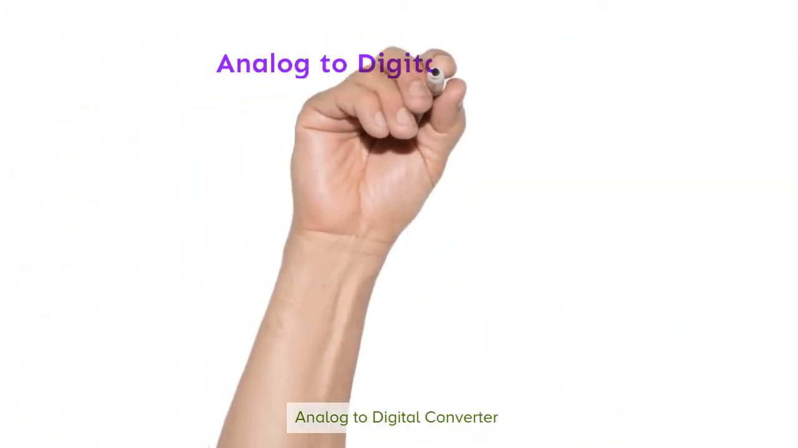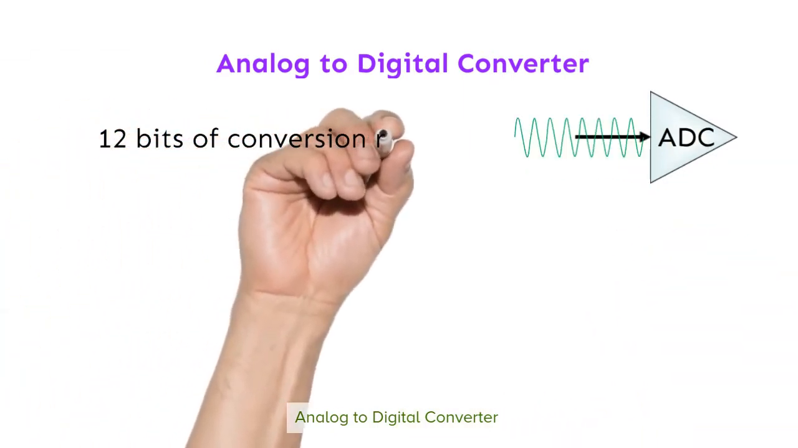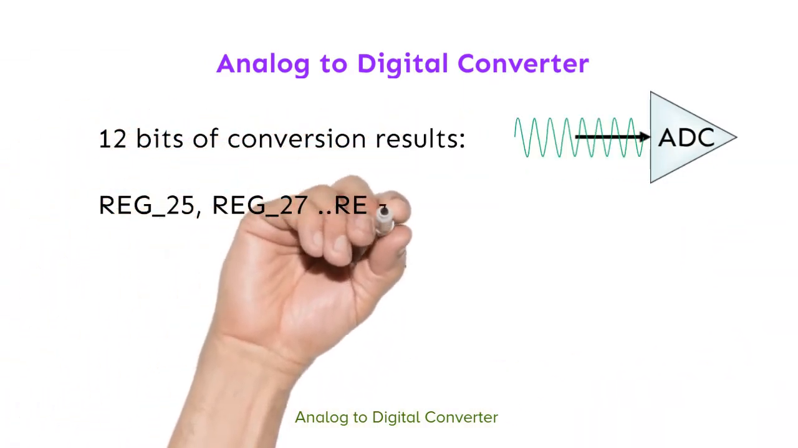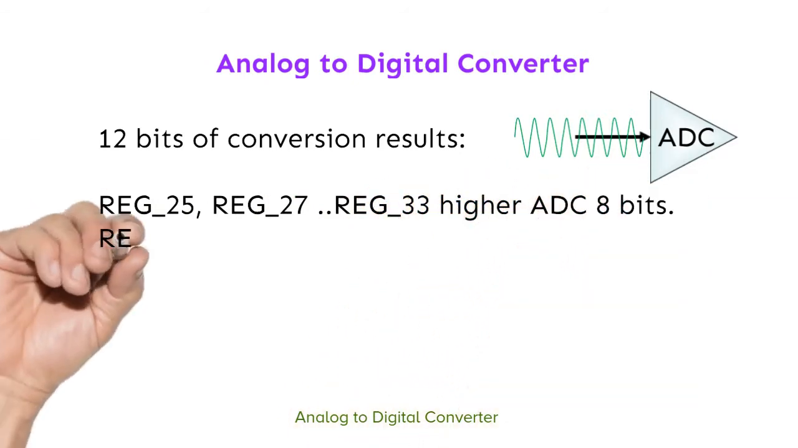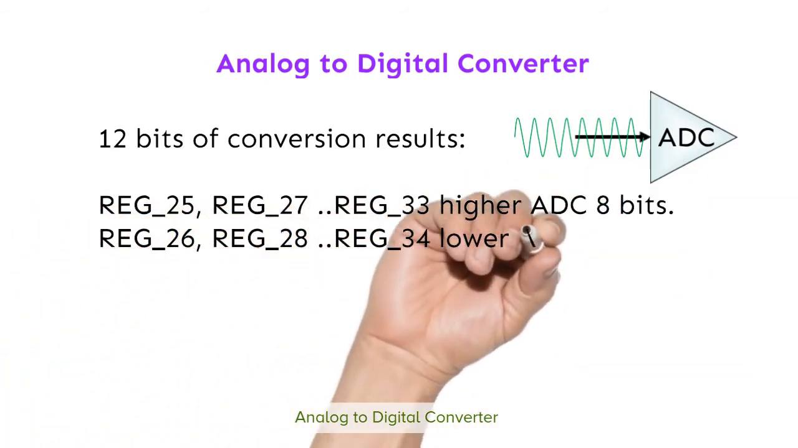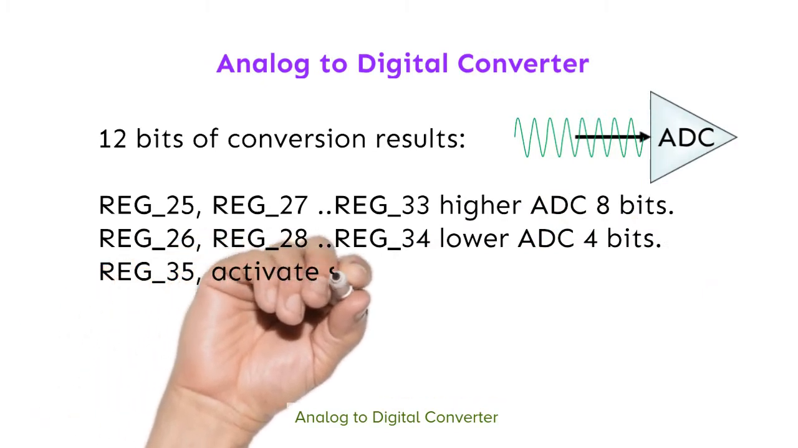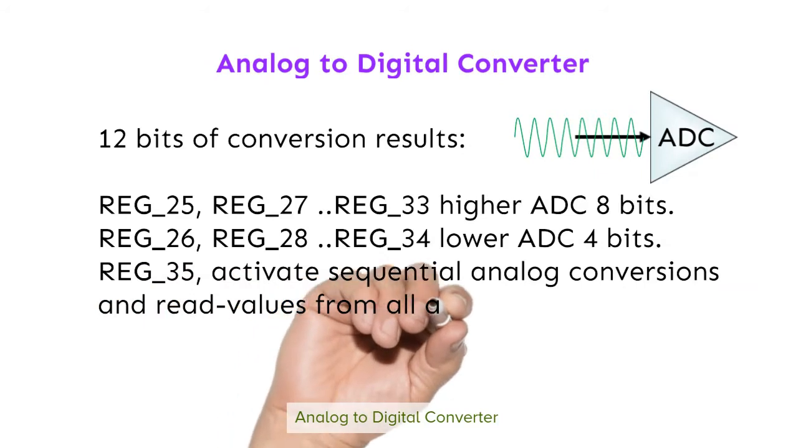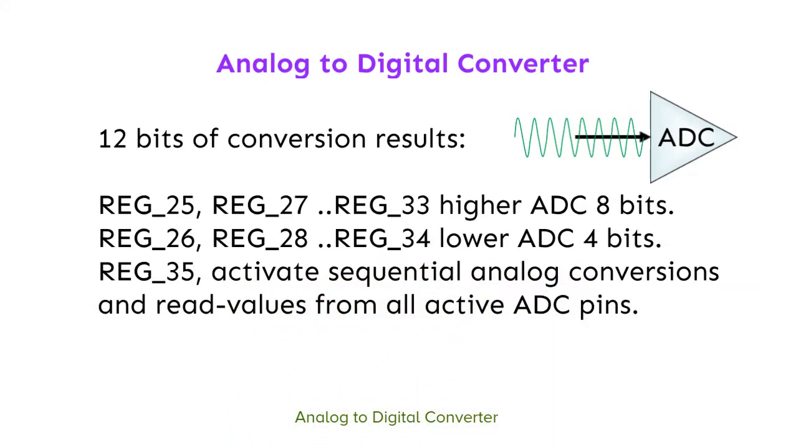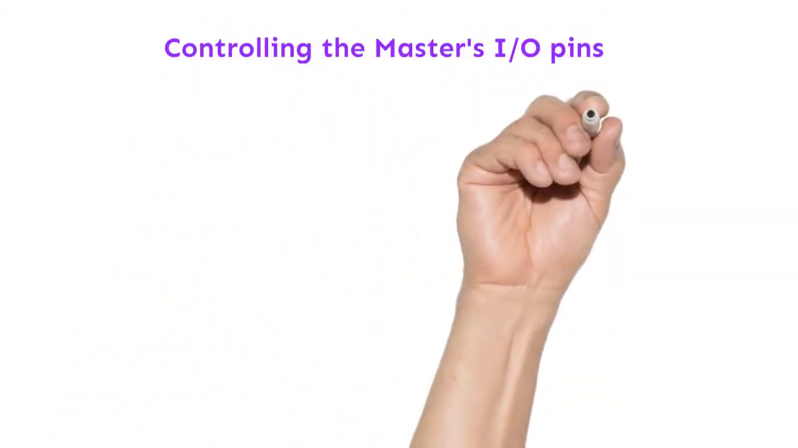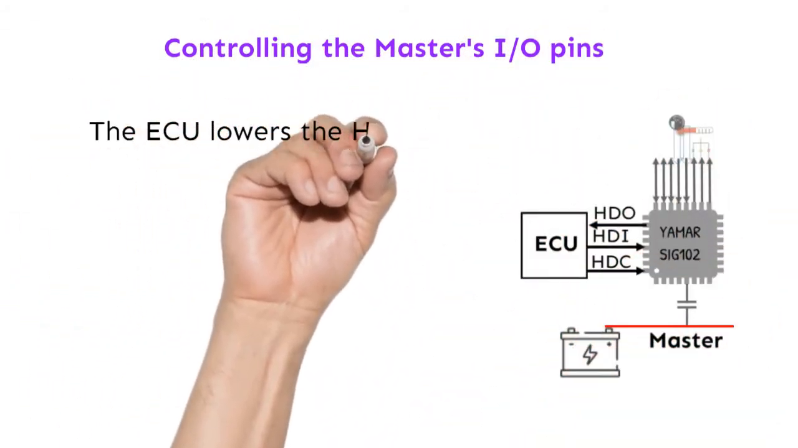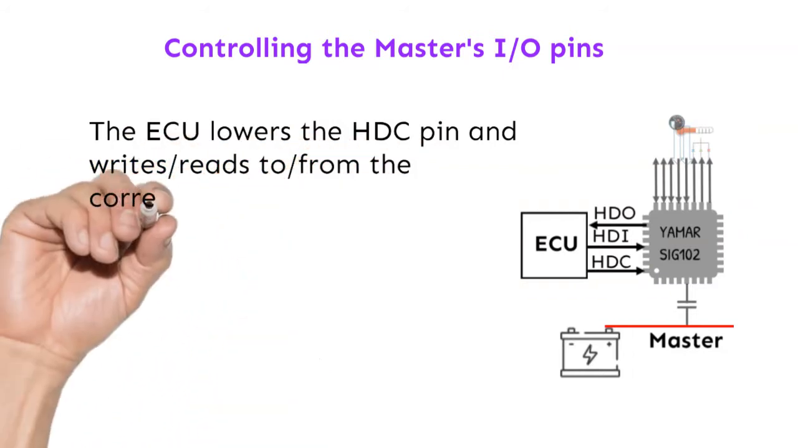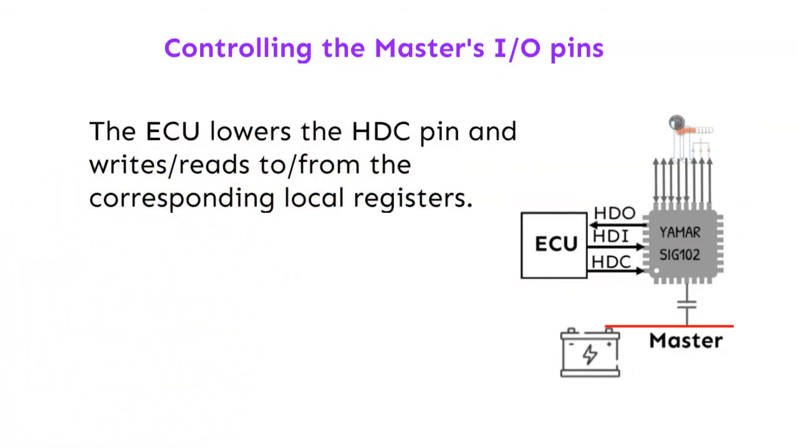The analog to digital converter gives 12 bits of conversion results. Reg 25, Reg 27 to Reg 33 have the higher ADC 8 bits. Reg 26, Reg 28 to Reg 34 have the lower ADC 4 bits. Reg 35 activates sequential analog conversions and reads values from all active ADC pins. Controlling the master's I/O pins: the ECU lowers the HDC pin and writes to, or reads from, the corresponding local registers.